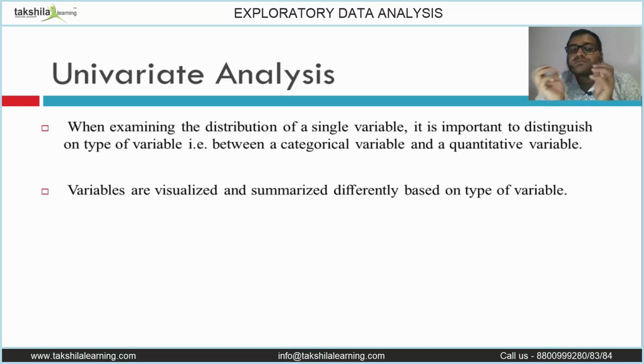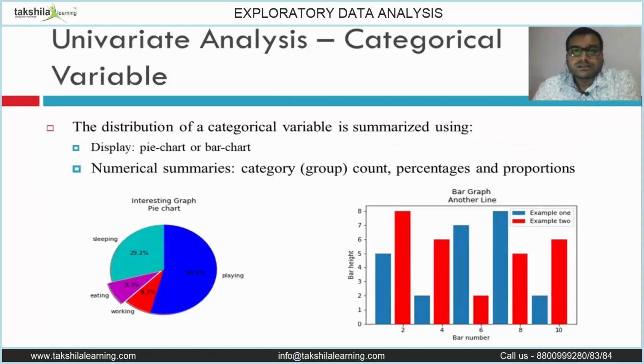Okay, and variables are visualized and summarized differently based on the type of variable. Definitely, if we have different kinds of data, you will get different kinds of results, right? And we can't use all the techniques on all types of variables. Next is univariate analysis for a categorical variable.